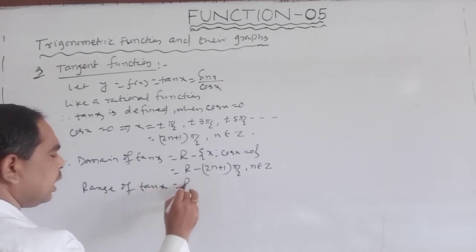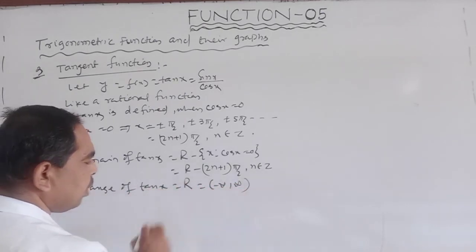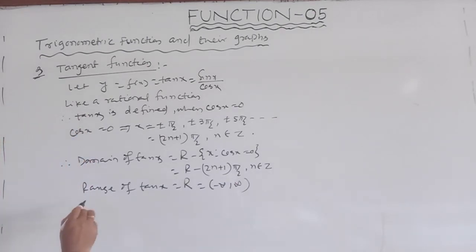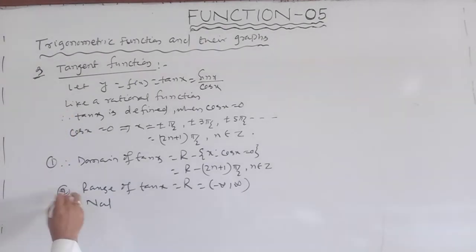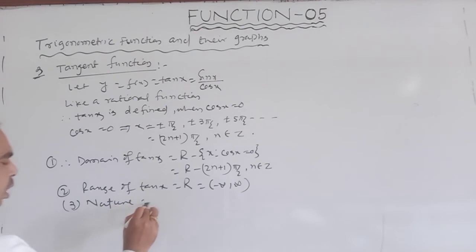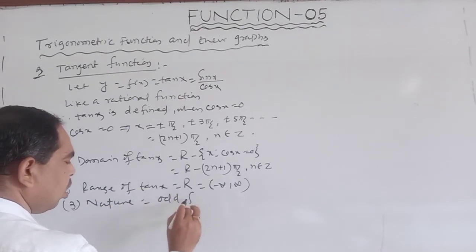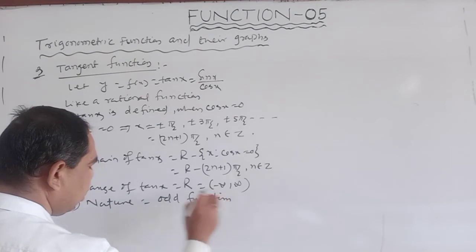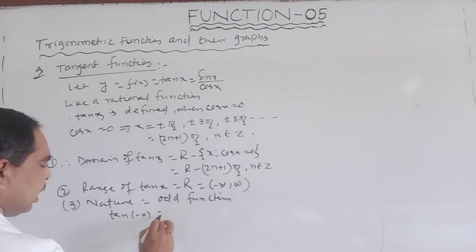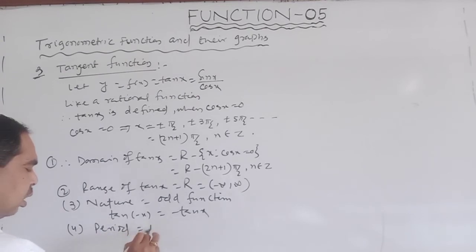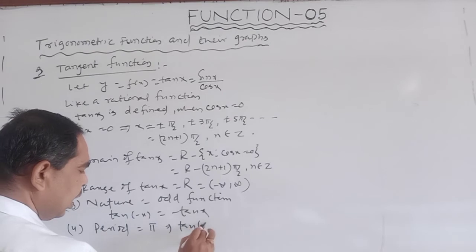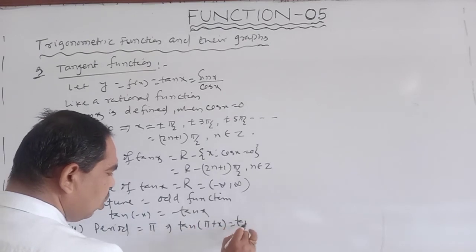Next, the range of tan x. The range of tan x is the real numbers R, meaning minus infinity to plus infinity. And nature, that is, the domain, range, nature. Nature means odd function, since tan of minus x is equal to minus tan x. Odd function. Fourth, period, meaning the fundamental period is equal to pi, that is, tan of (pi plus x) is equal to tan x.